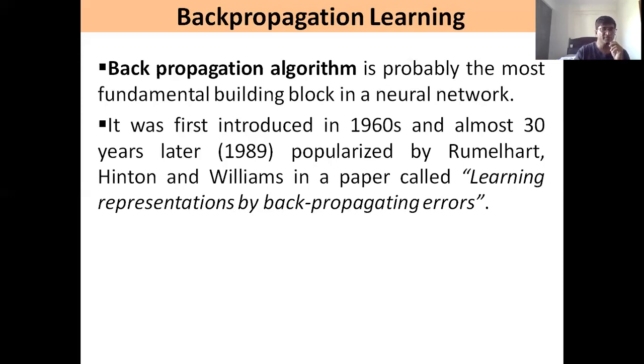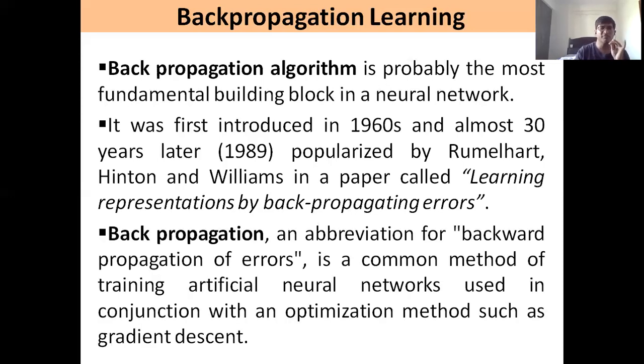So, backpropagation is one of the most popular neural network learning models. It is abbreviated as backward propagation of errors, and it is a common method for training neural networks, which is also used in conjunction with other optimization methods like gradient descent. So this calculation and minimization of error is based on the concept of the gradient descent method, which we would be covering later on.